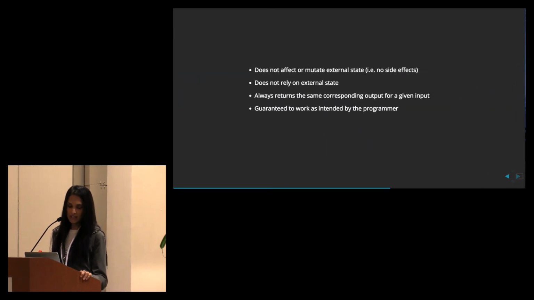So going back to our definition, does a pure function ensure that code doesn't affect or mutate external state? Does a pure function rely on external state? No. Does a pure function always return the same corresponding output for a given input? Yes, because it doesn't rely on external state, it always returns the same output. And is it guaranteed to work as intended by the program? Again, yes, because it's not relying on anything external. It usually works as intended.